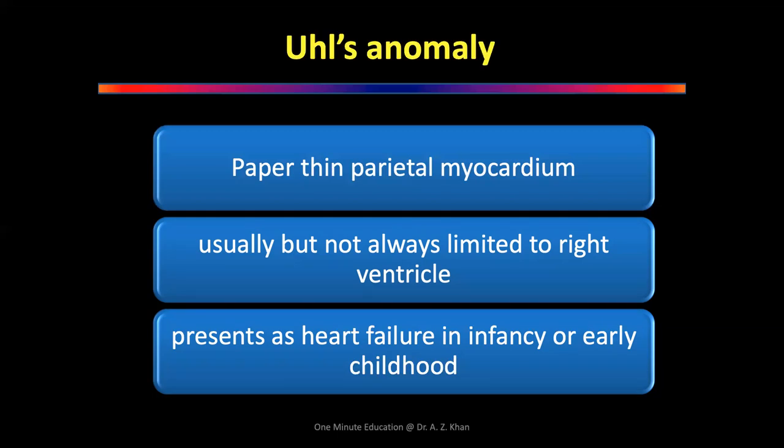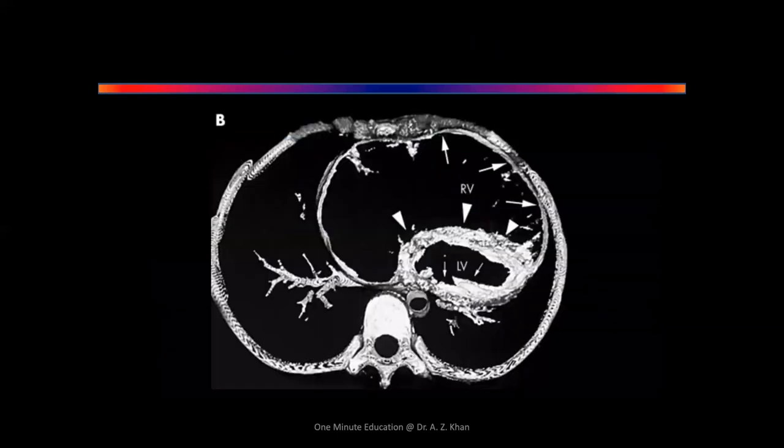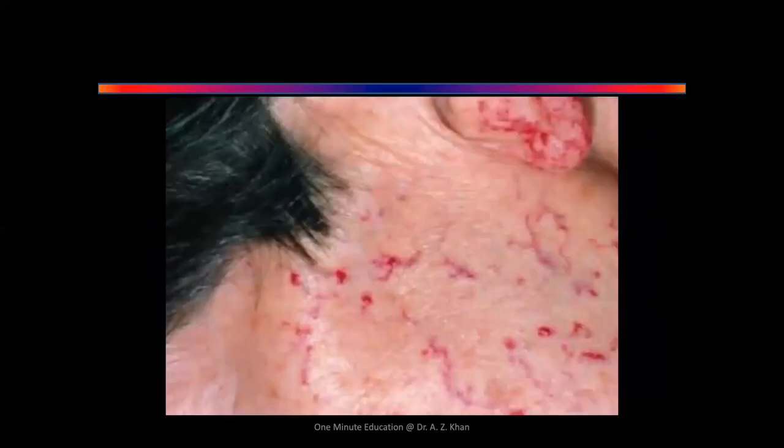It's called Uhl's anomaly, okay? Uhl's anomaly. Look at this right ventricle. Can you see the RV? It's very, very thin and very distended. And the LV is very small as compared to the RV. And that is called Uhl's anomaly. Okay. Name this disease. You should be able to name this.